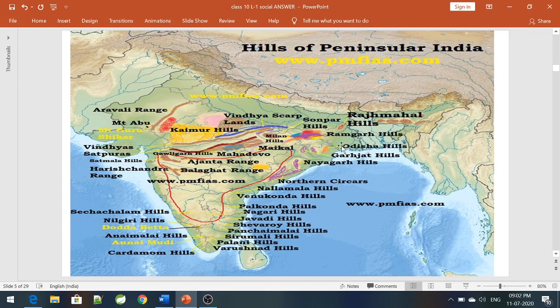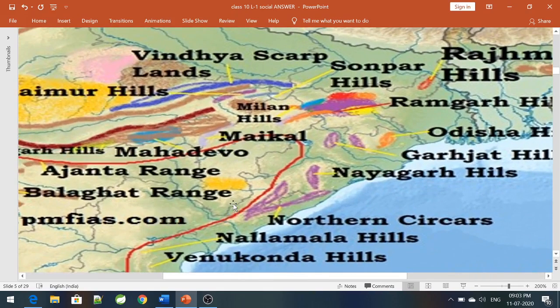Rajmahal Hills, this one. Ramgarh Hills, Odisha Hills, Garhjat Hills, Nallamala Hills, Northern Circars, Vinukonda. See, not here, see the pointings.